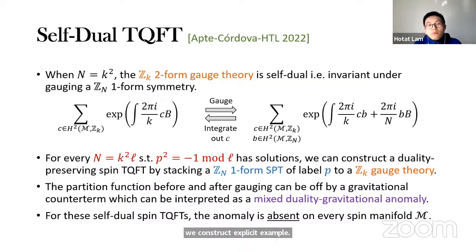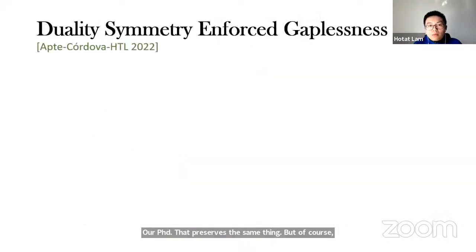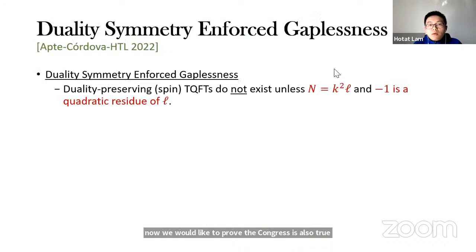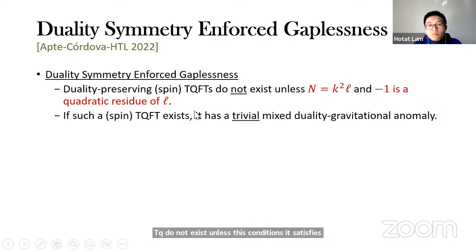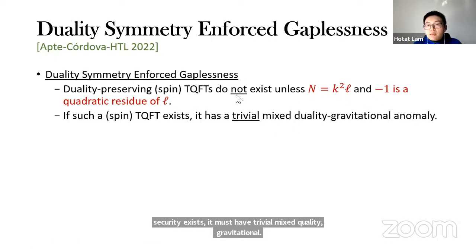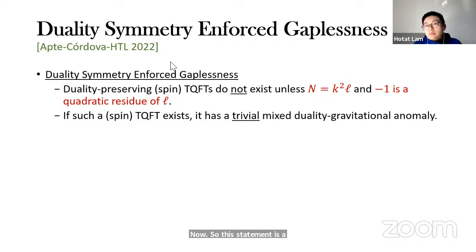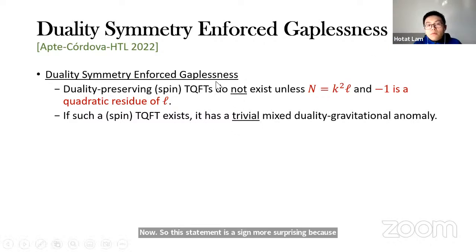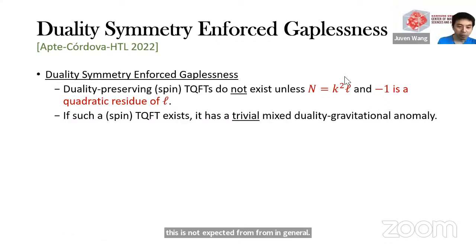But of course, now we would like to prove the converse is also true. I'm going to prove that in fact duality preserving TQFTs do not exist unless this condition is satisfied. And furthermore, I'm going to prove another property about this TQFT: if such a TQFT exists, it must have trivial mixed duality gravitational anomaly. This statement is slightly more surprising because this is not expected. In general, a TQFT can still carry a non-trivial anomaly.